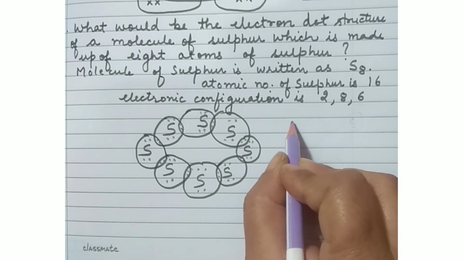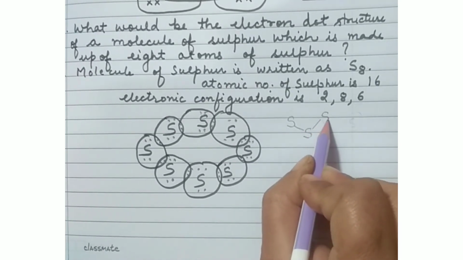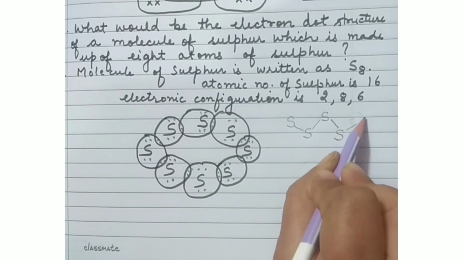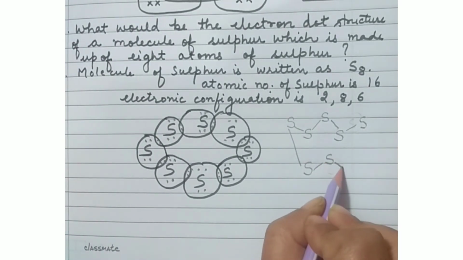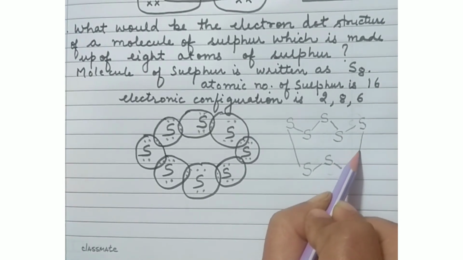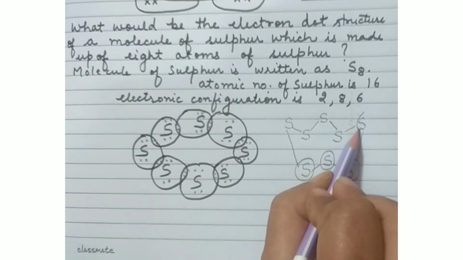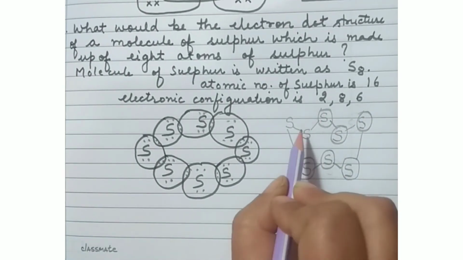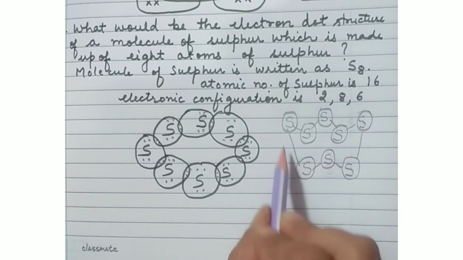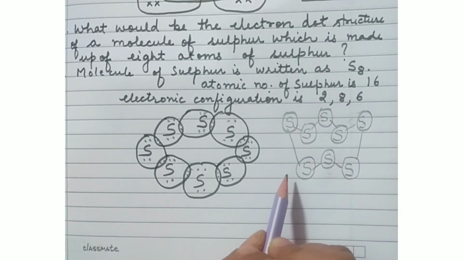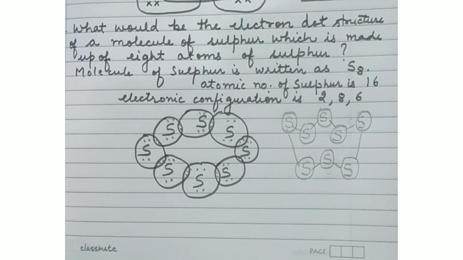We can write this in this form also. S bonded with other sulfur atom like this. This is the representation of sulfur molecule, which is made up of 8 atoms of sulfur. Okay, S8. 1, 2, 3, 4, 5, 6, 7, 8. Covalent bonding is there. Electrons are shared in the form of rings. Okay, this is your second question of page number 61.